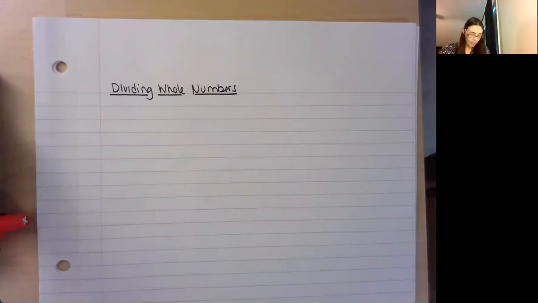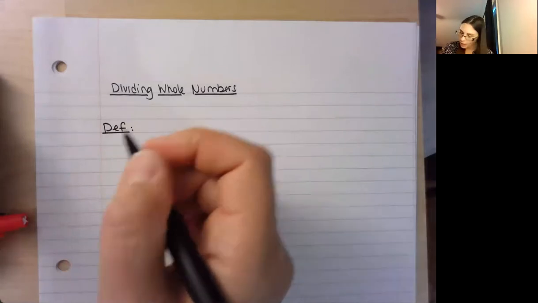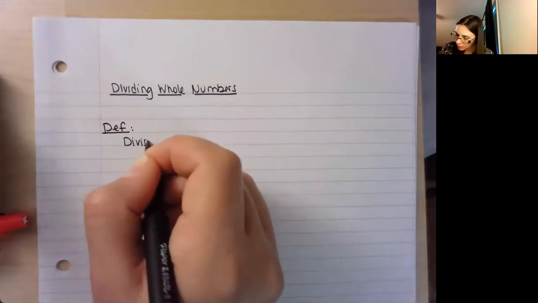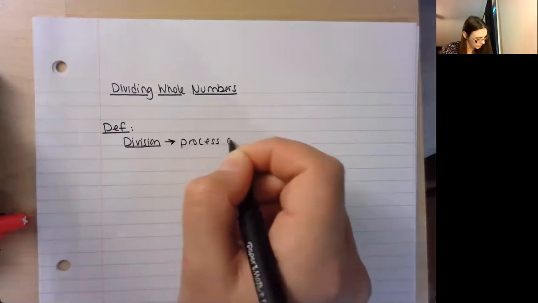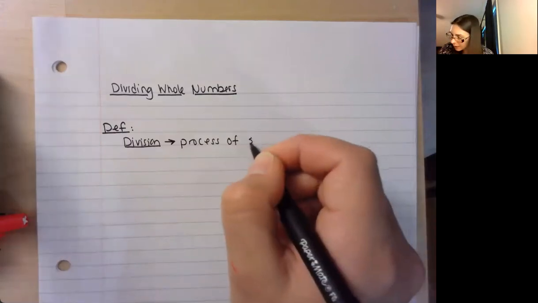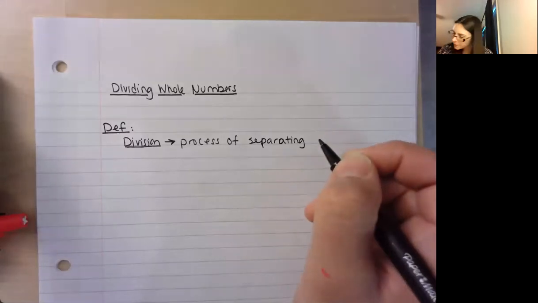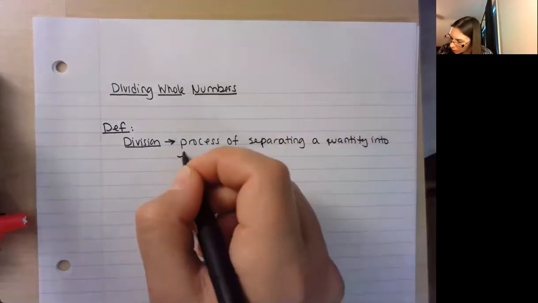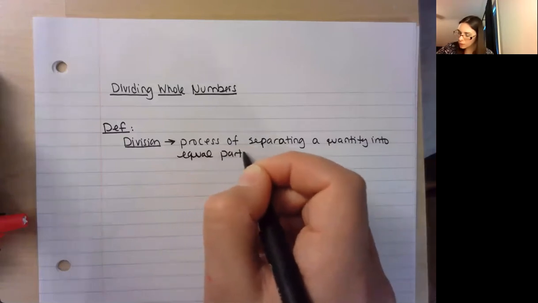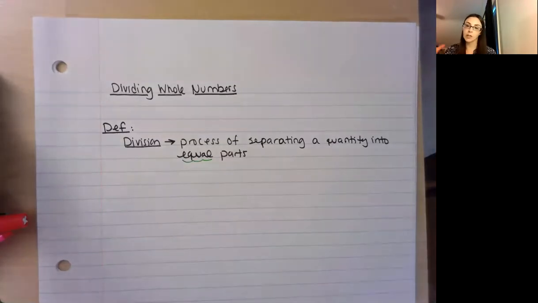And I'm going to start, of course, with just a couple definitions too. All right, so what is division? So division is the process of separating a quantity into equal parts. And that word equal is really important. So when we're dividing things, we're trying to divide usually a whole, in this case, object into equal parts or equal pieces. So they're all going to be the same.